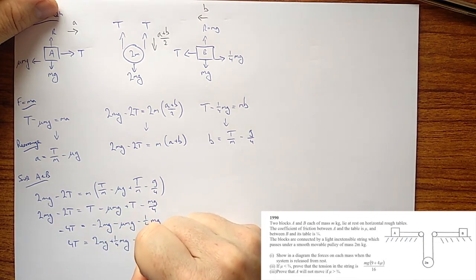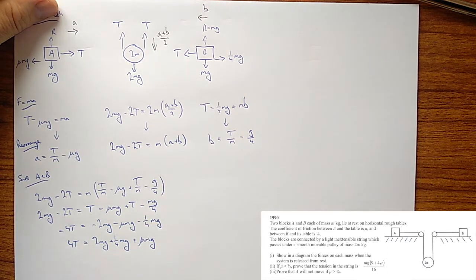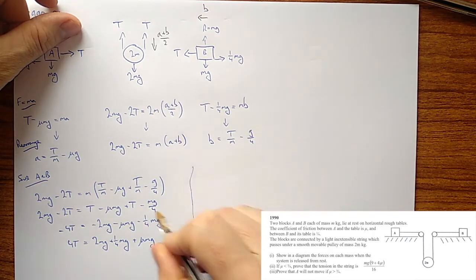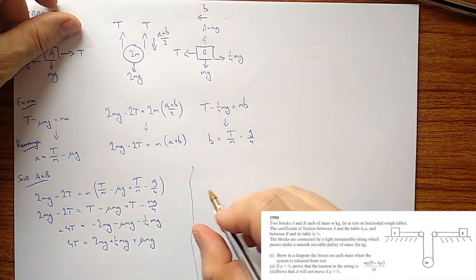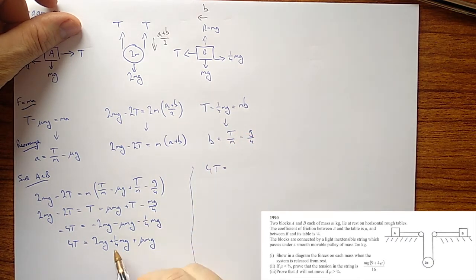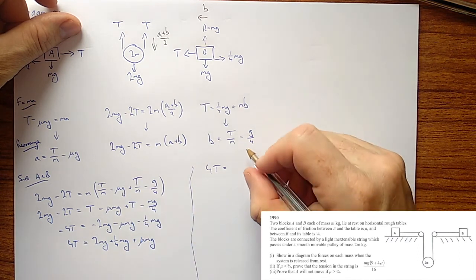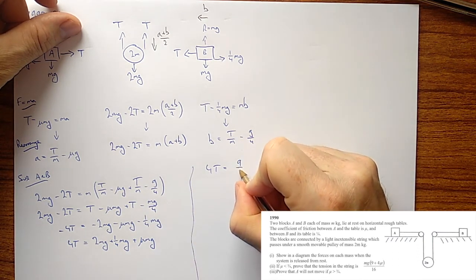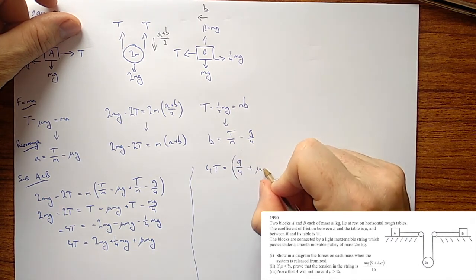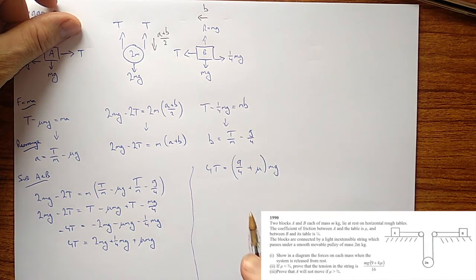minus mu mg. Now, plus, and that is exactly why, even though the step was a little bit tedious, I did give it a line all to itself, because it is so easy to make a mistake at that level. Alright, so we'll just come across to here. So we'll combine these guys here, so 4t equals, there we are, 2mg, so that's going to be 9 over 4 plus mu mg. Alright, now we're getting into the right track.